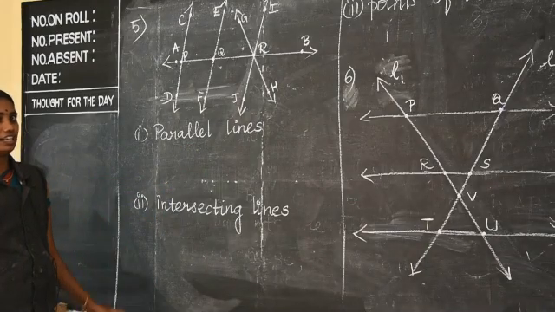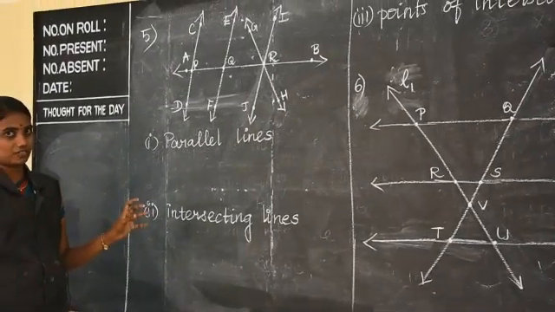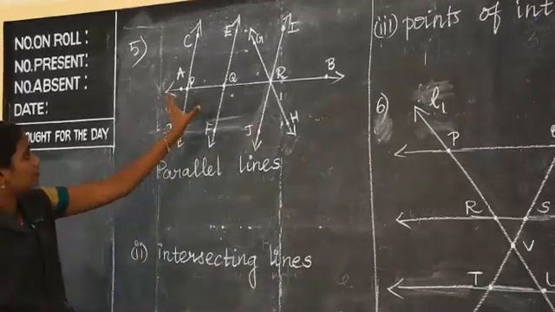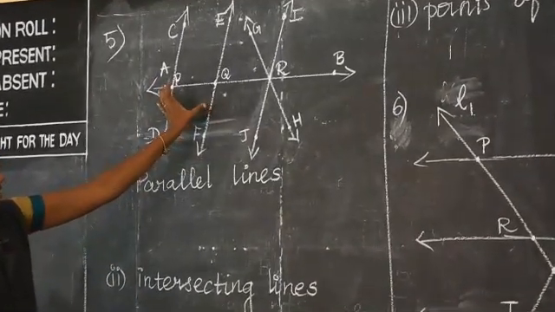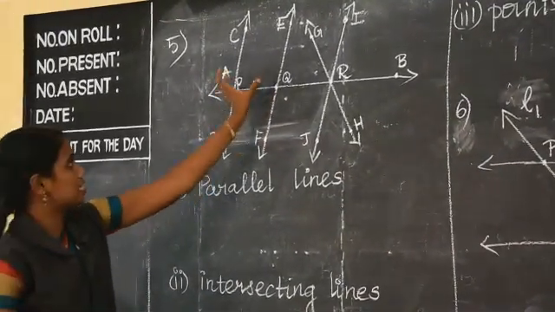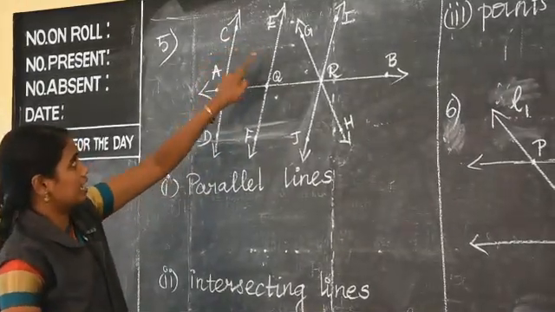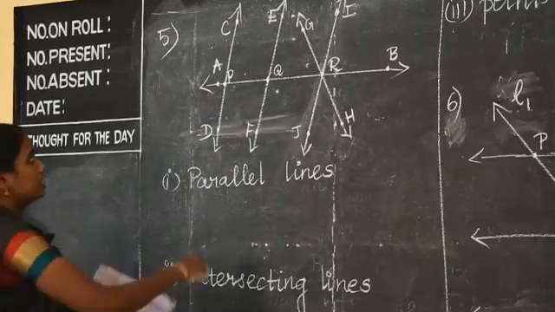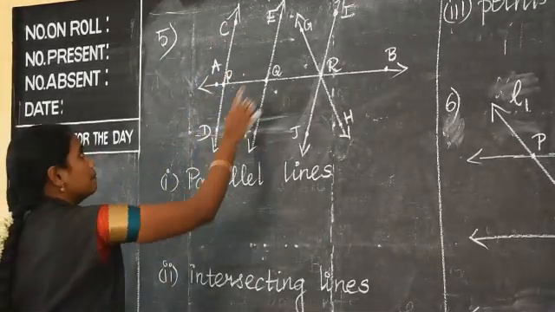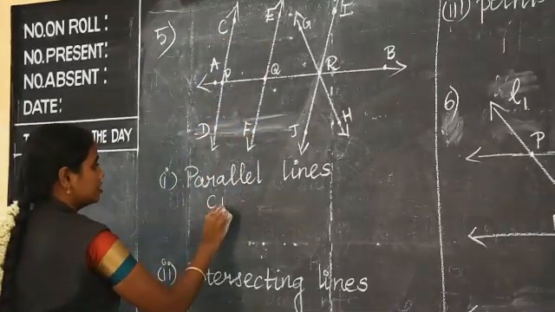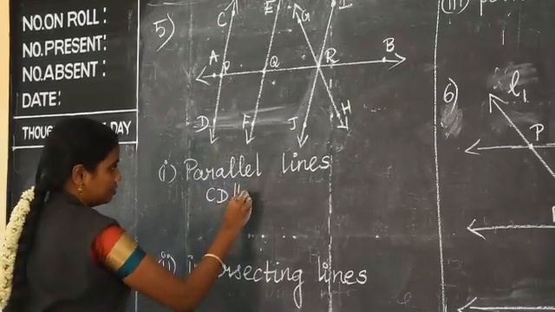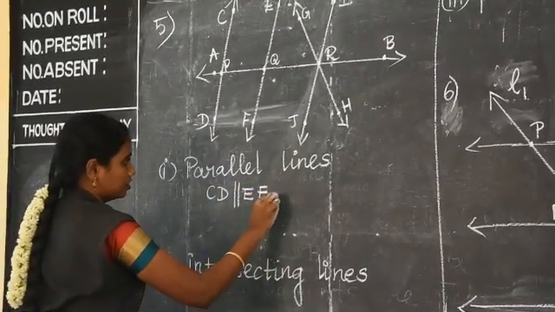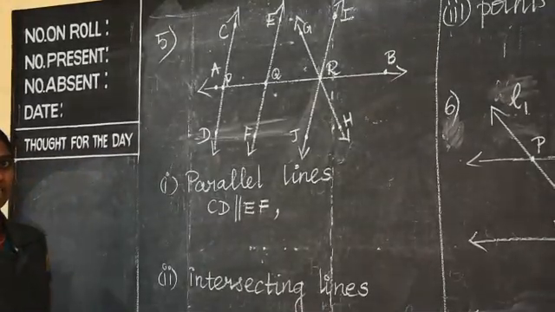Parallel lines will not intersect. Yes or no, it will not intersect. So when you take these two lines, it's not intersecting. Distances are equal. Yes or no? So between two lines, distances are equal. So you can tell that CD is parallel to EF. CD, the parallel symbol, EF. CD parallel to EF.